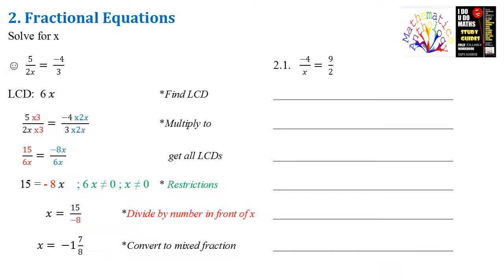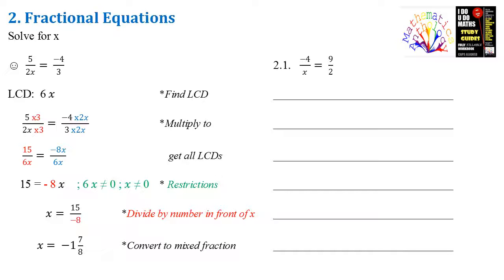Okay, fractional equations, the second type. Instruction again, solve for x. We are given 5/2x is equal to -4/3. We can find our LCD here and eventually drop off our denominators when they are the same. So let's do that. So 5/2x is equal to -4/3.